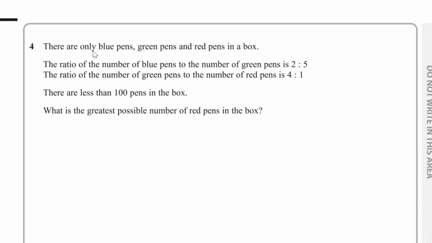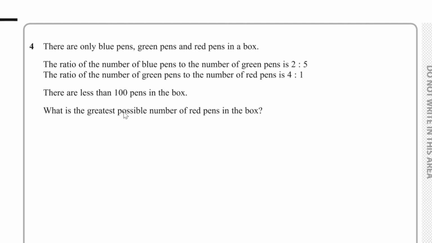Question 4. There are only blue pens, green pens and red pens in a box. The ratio of the number of blue pens to the number of green pens is 2 to 5. The ratio of the number of green pens to the number of red pens is 4 to 1. There are less than 100 pens in the box. What is the greatest possible number of red pens in the box?